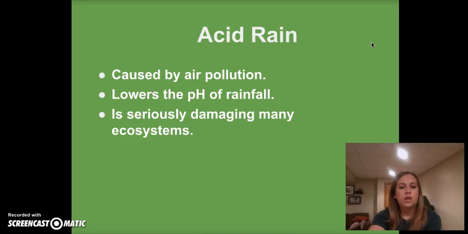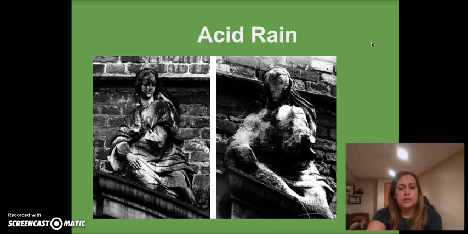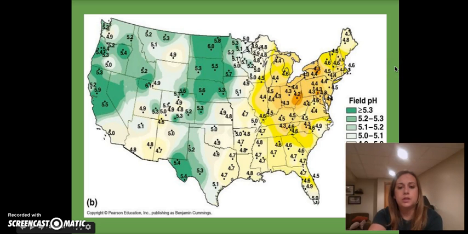Acid rain is another human-caused issue, and this is caused by air pollution. It lowers the pH of rainfall, or it makes it more acidic. This can be really damaging to ecosystems, but also to our buildings, and in this picture you're looking at a statue and the effects of acid rain and how much of that statue has been eaten away.